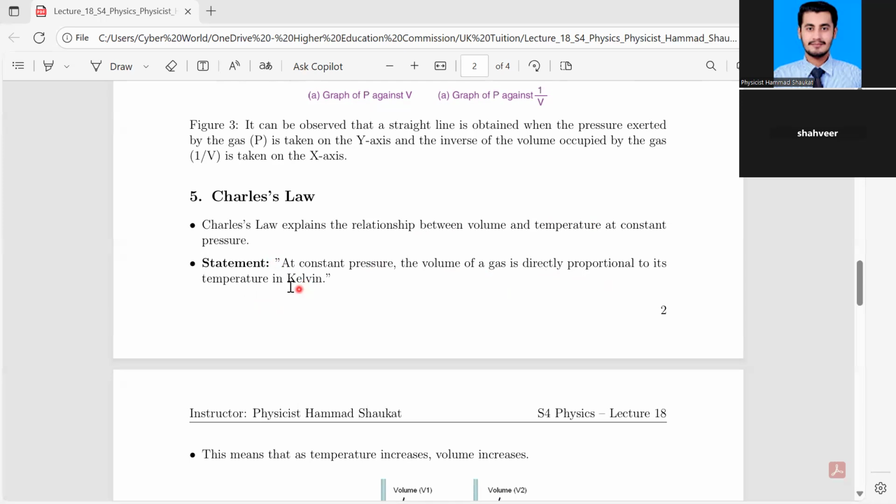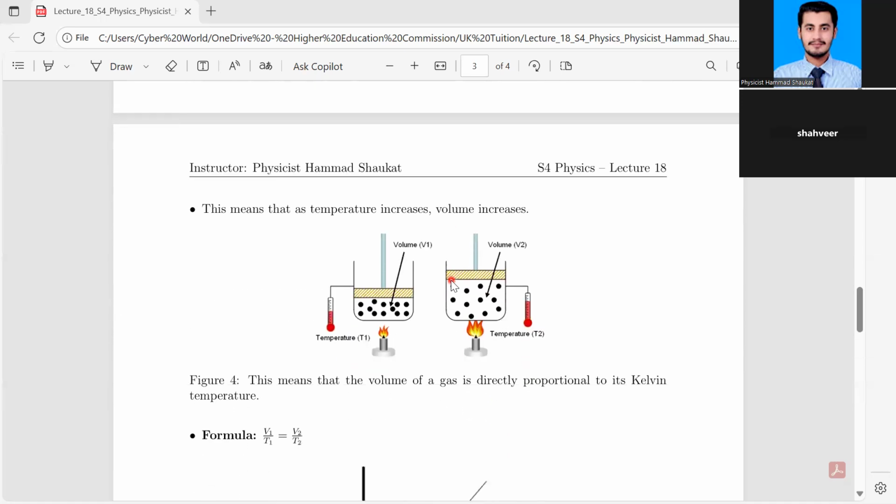So the statement for Charles' law is that at constant pressure, the volume of a gas is directly proportional to the temperature. What does it mean? It means if you increase the temperature, the volume increases. And if you decrease the temperature, the volume of the gas decreases. So volume increases when temperature increases because there is a direct relation between temperature and volume.